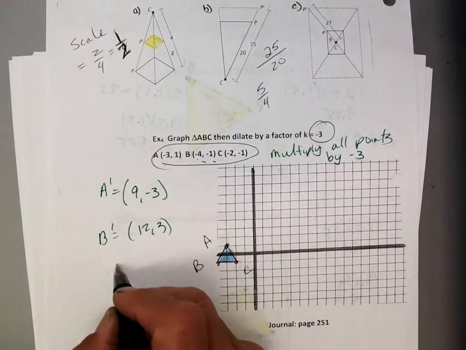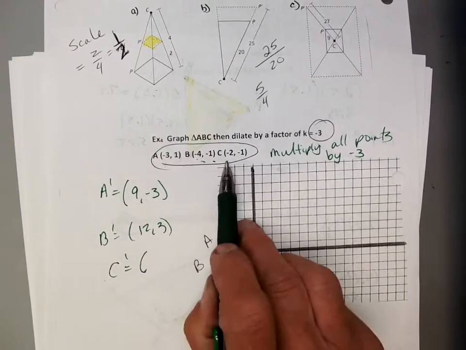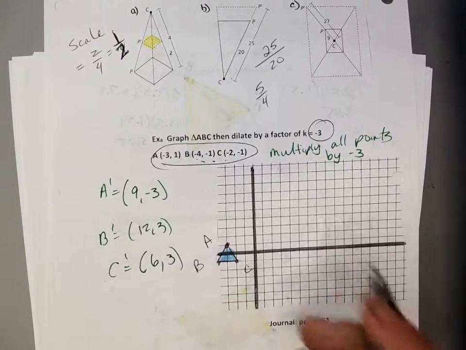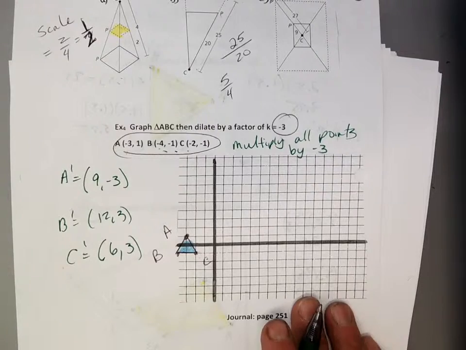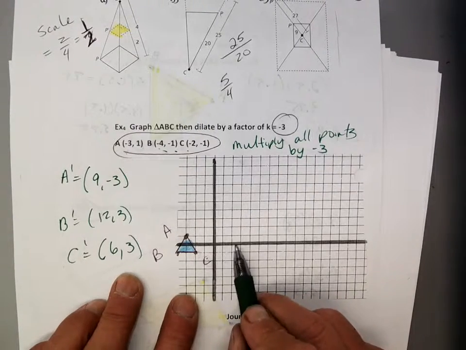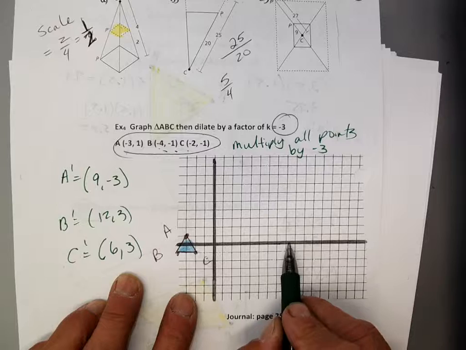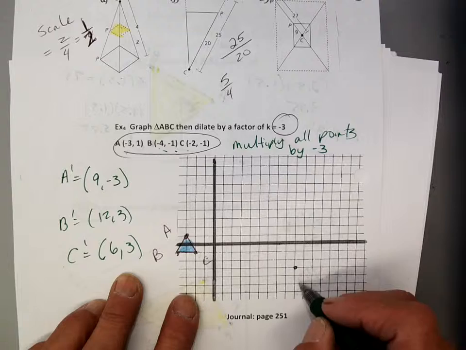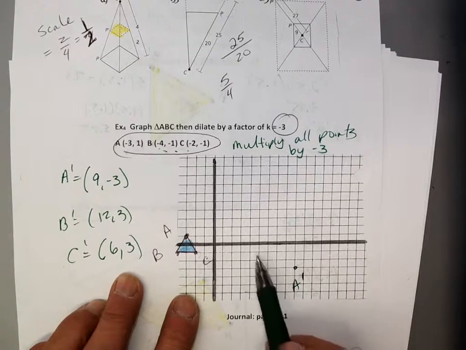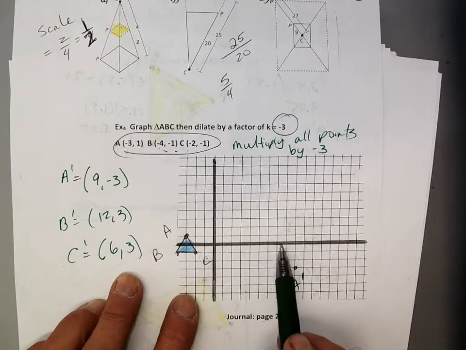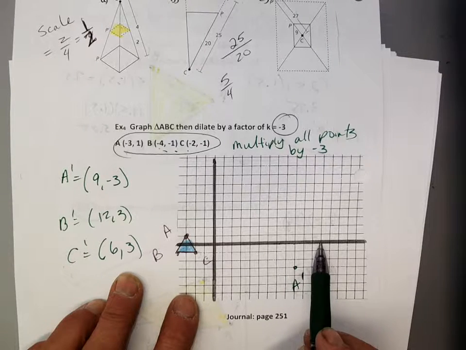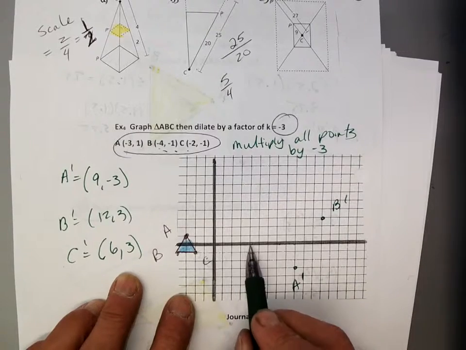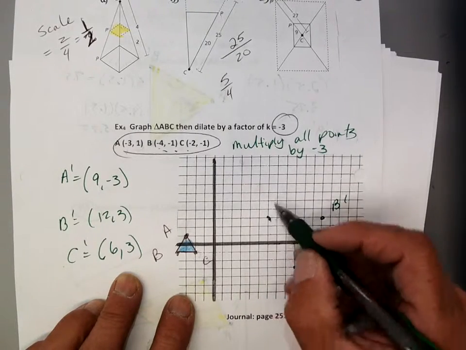Good man. C prime, multiply by -3. I'm going to get a positive 6 and a positive 3. Now let's see what Leon saw. Okay, let's graph it. So 1, 2, 3, 4, 5, 6, 7, 8, 9, then 1, 2, 3. Okay, there's A prime. Then 1 through 12, and 3. There's B prime. Then 1 through 6, and 3. There's C prime.